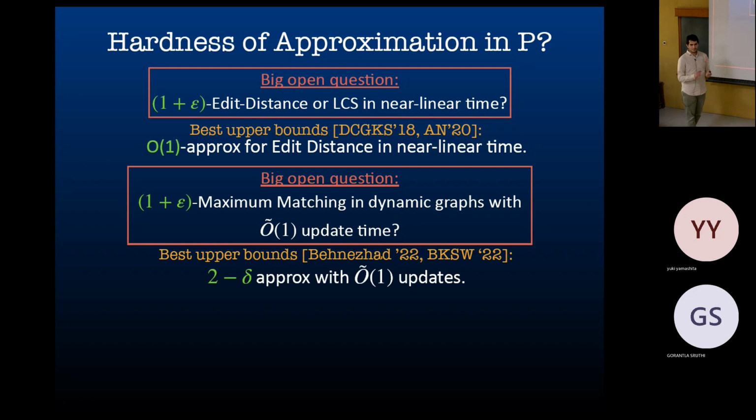Another example is the maximum matching problem in dynamic graphs, again one of the biggest open questions in the field. Computing the maximum matching exactly is hard to do in a dynamic way, where you spend very little time on the updates, polylog time. The best upper bound gives you a bit better than 2 approximation. Can you get a 1.001 approximation?